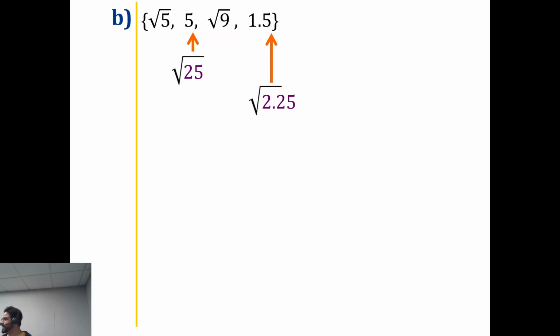Now that they're all in the same form, we can go ahead and put them in order from least to greatest, but we're going to use our original numbers for our answer. The square root of 2.25 is the smallest or the least, so let's put 1.5 first. Then we go to the square root of 5. Now be careful, don't say 3. Even though we know the square root of 9 is 3, we're just using our original numbers. And then finally, don't say square root of 25 because our original number is 5.